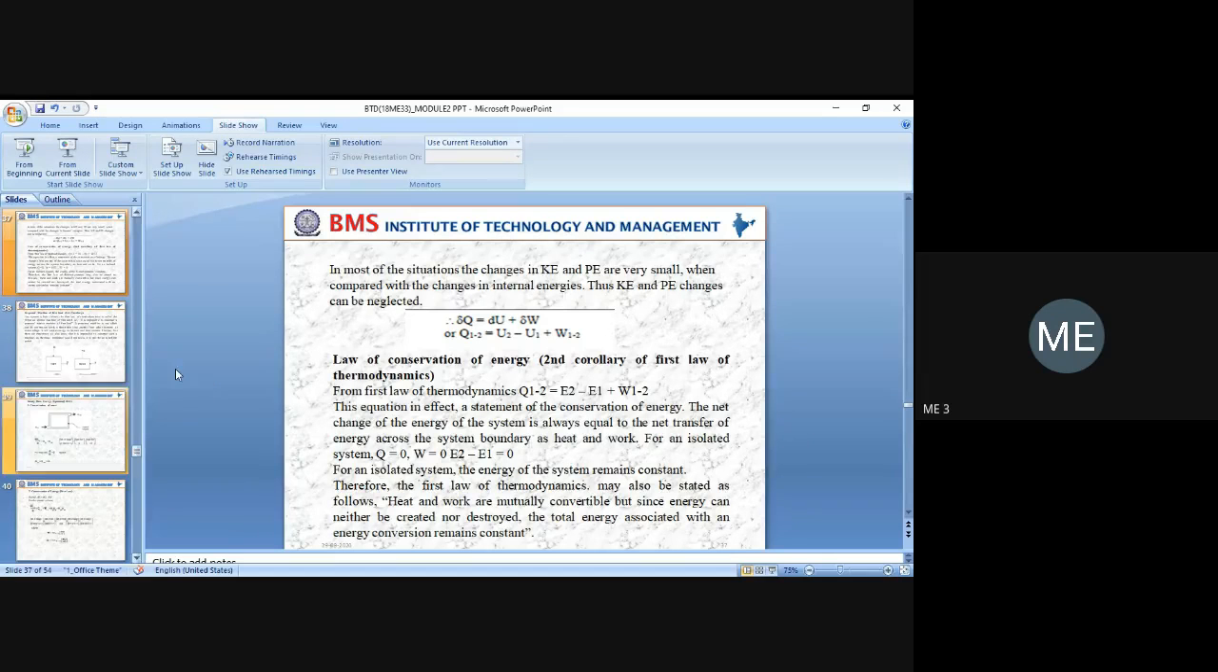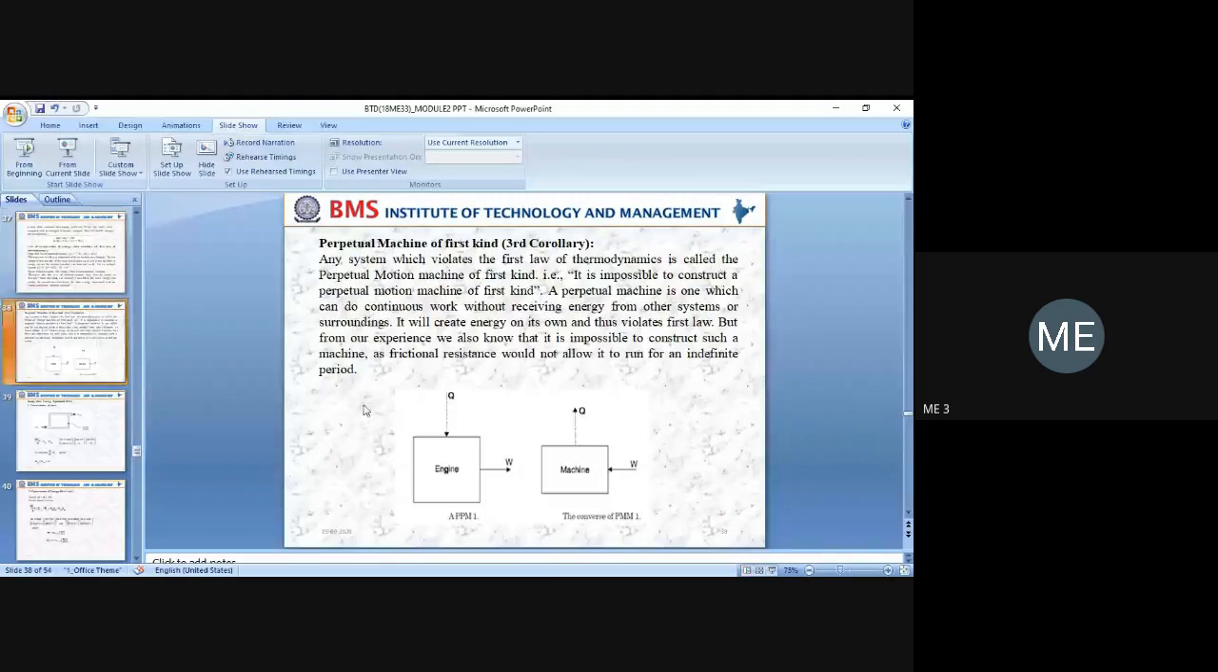Okay. The next concept, also one of the important concepts, is the perpetual motion of first kind. Every time, these are the three important things they ask in the exam. One is Joule's experiment to illustrate the first law of thermodynamics. The second part is to prove that internal energy is a property of the system, and the third part is what I am explaining now, that is the perpetual motion of first kind, also called PMM1. PMM means perpetual motion machine of first kind.